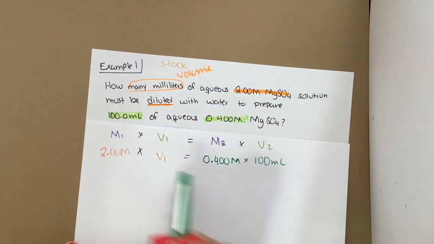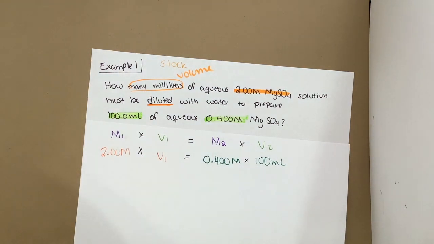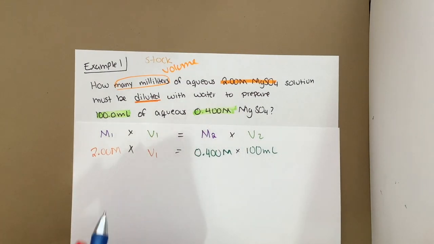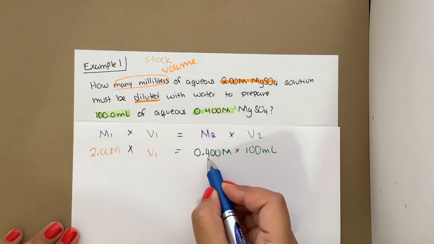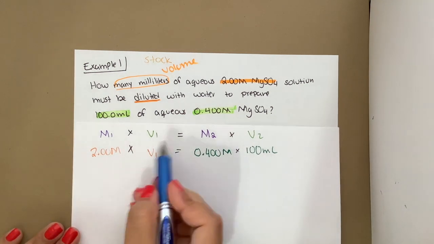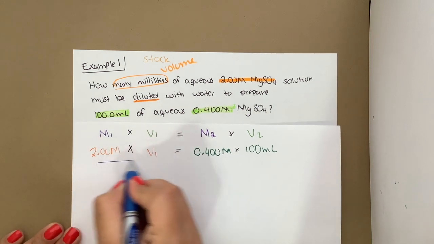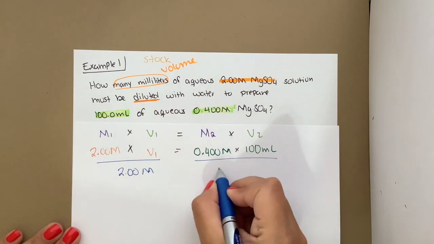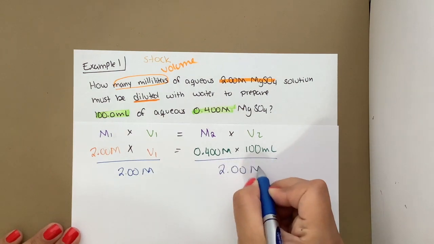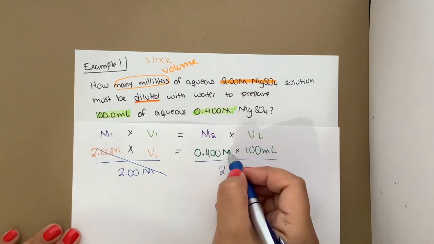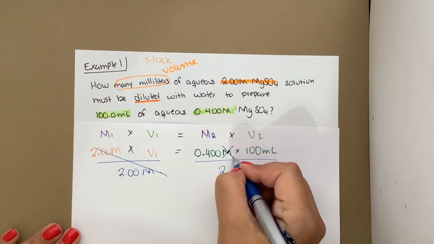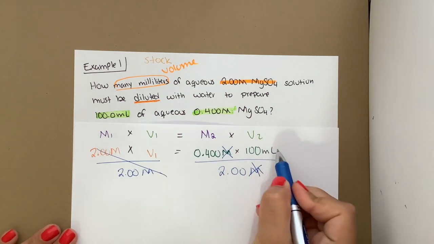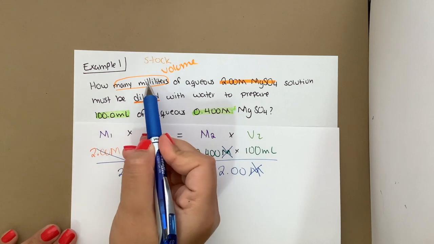Now all I'm going to do is solve for V1. I have 2 times V1, and I'm going to treat V1 as a variable X, equals 0.4 times 100. The first thing I'm going to do is isolate V1 by dividing both sides by 2. Here this 2 goes away. The units, molarity, cancel each other out, and you see that the only unit left is mLs, milliliters. That's what the question is asking us for.